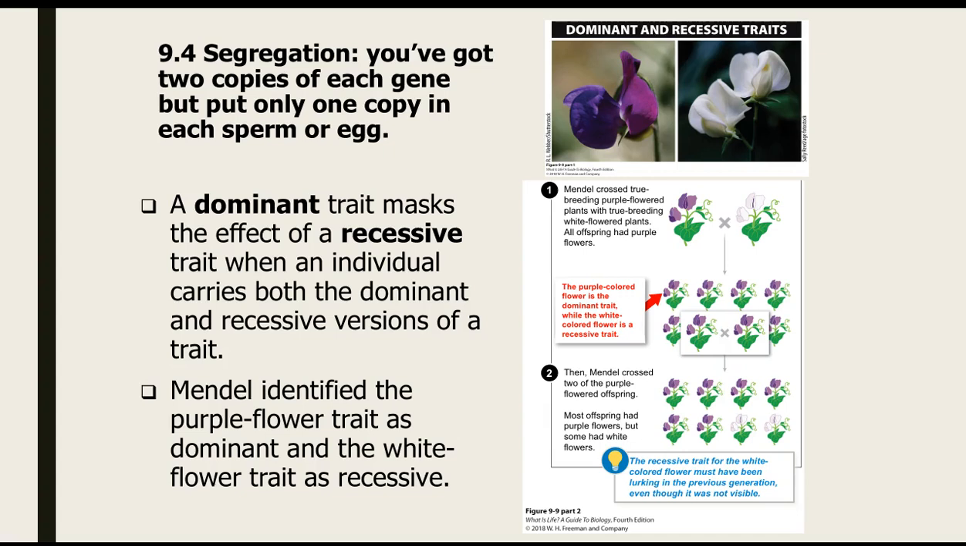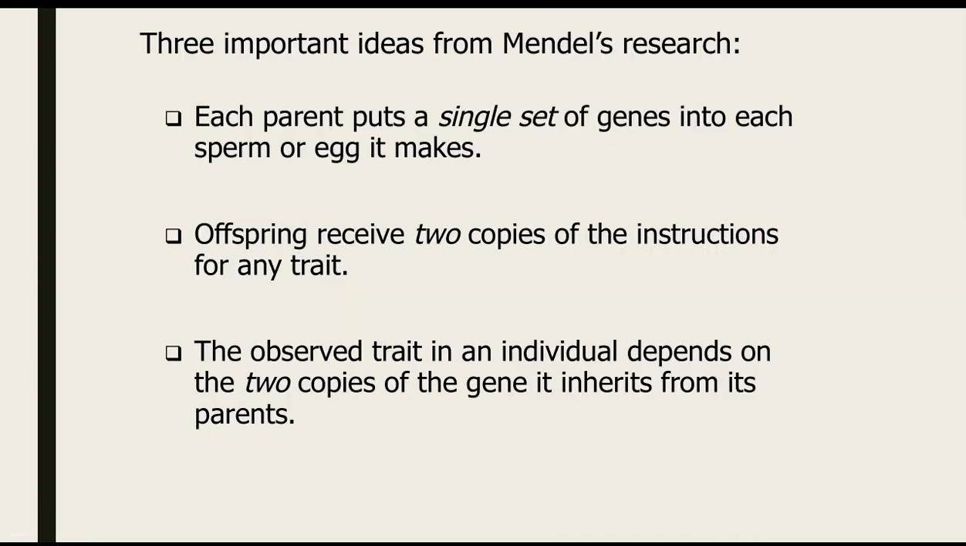Once again, he realized that the white was recessive, and that these two purple plants each have a dominant allele that's showing, but they also have a recessive allele that's not showing. And so when you cross those two together, some of the offspring will get two recessive alleles, and they will show because they don't have a dominant allele masking them.